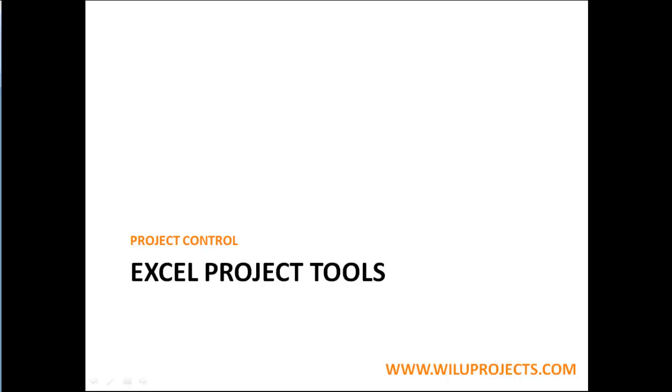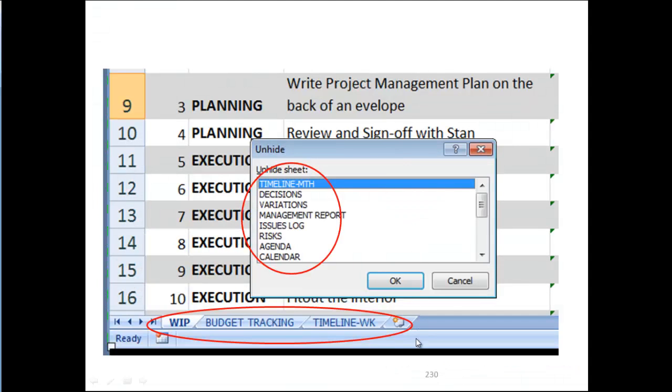In this video, we're going to have a look at some simple Excel project tools. These tools have been designed to be very straightforward to use, easy to customize, and above all, you get to choose the ones that you need and you don't have to bother with the ones that you don't need. The way it works is that it's all built into a single spreadsheet, and by hiding or unhiding, you basically display the tools that you particularly want to use.